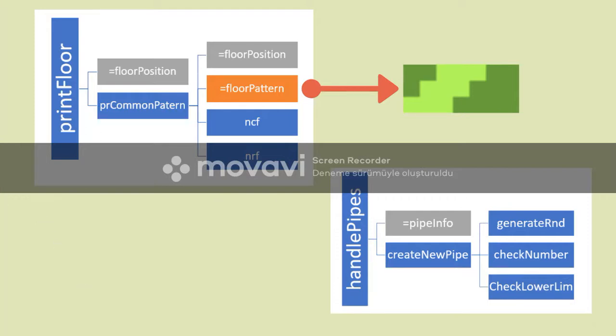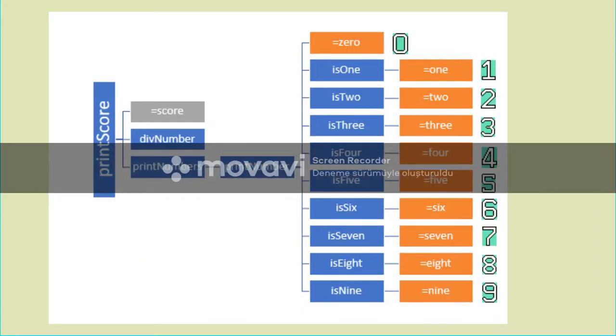After that, the print score function takes the score value from RAM and prints it into the score position. This function uses an image of each digit, 1, 2, 3, 4, etc., to print the given score value.